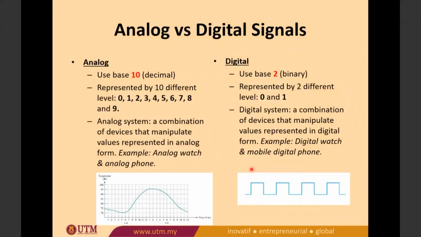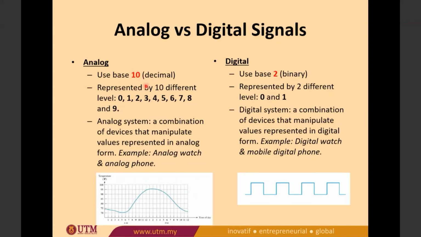Another comparison between analog and digital signals is that analog systems usually use base 10, which is the decimal number system. It is represented by 10 different levels, which are the numbers 0, 1, 2, 3, 4, 5, 6, 7, 8, and 9. So an analog system or analog signal always uses base 10.